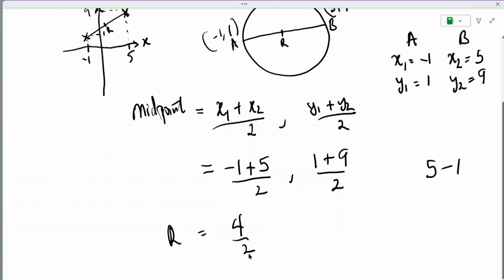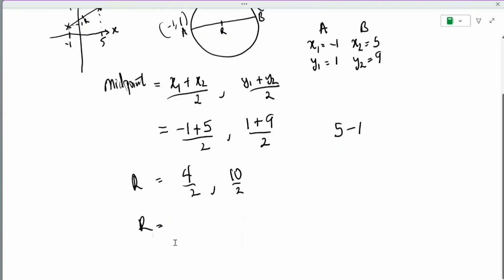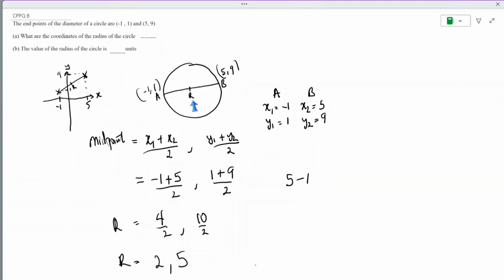So we have 4 over 2, comma, 1 plus 9, that's 10 over 2. The coordinates of the radius, or the x value and the y value of the radius, is 4 divided by 2 will give you 2, comma 10 divided by 2 will give you 5. So the coordinates of the radius is x is 2, y is 5. So this is x is 2, y is 5.